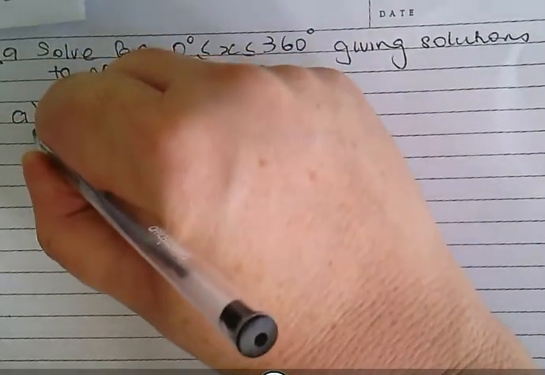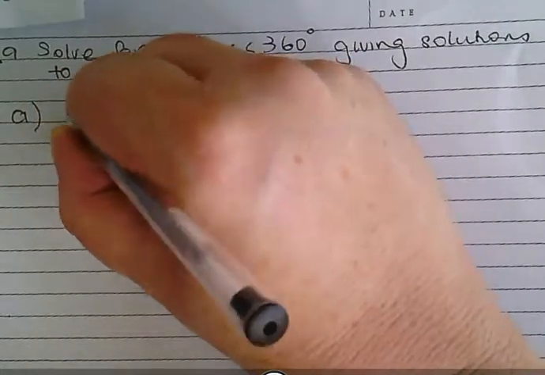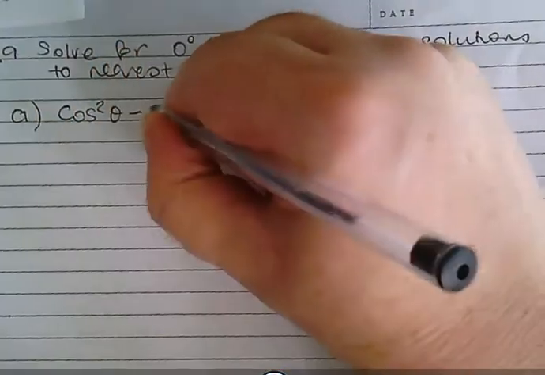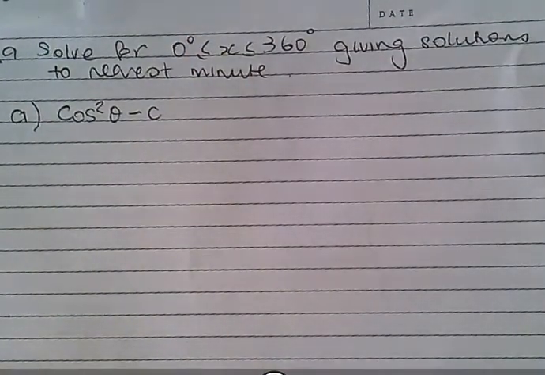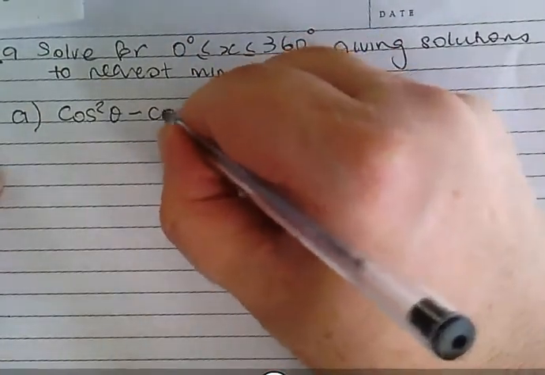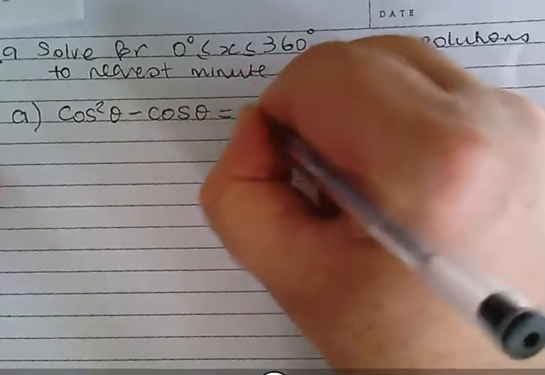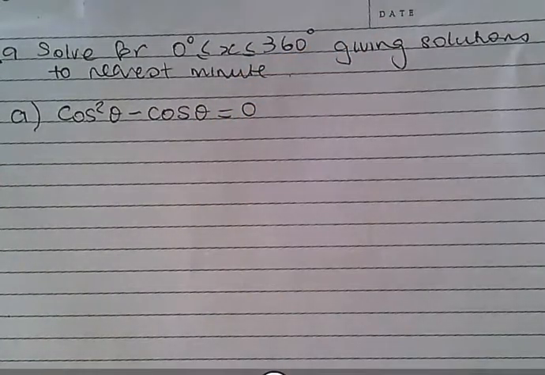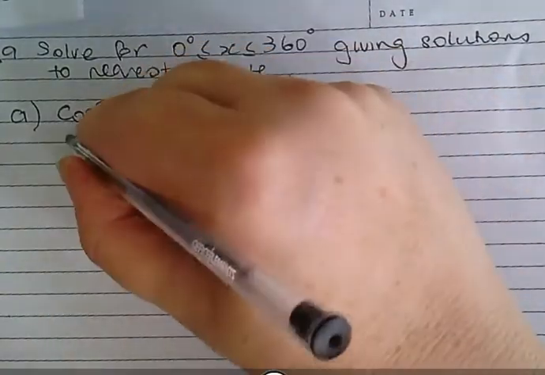Let's look at this one. Cos squared theta minus cos theta equals 0. Okay. I know it looks a bit weird. Don't use any squared rules. What can you do? You can factorize. So, cos theta is a common factor.